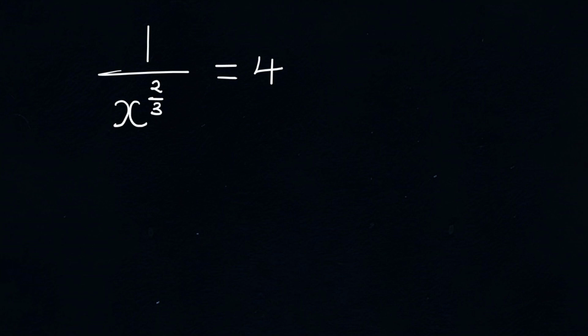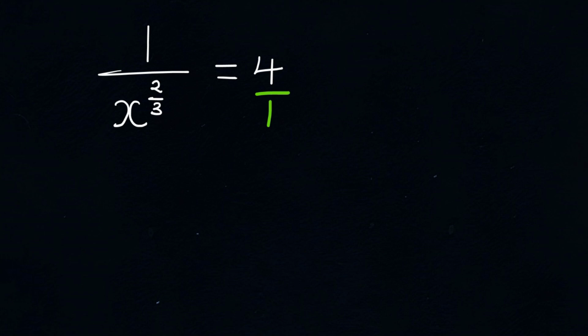So here's another expression where we are supposed to find the value of x, and our expression is 1 divided by x to the power 2 over 3 is equal to 4. So the first thing that you have to do right here is to do a cross multiplication, and we know that 4 is 4 divided by 1. We just don't write 4 over 1 because any number divided by 1 is that number.